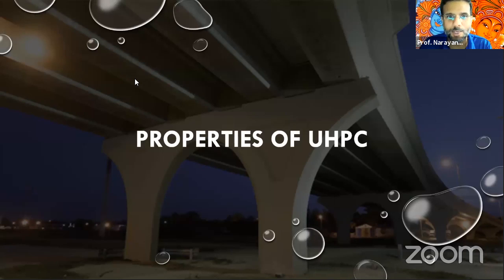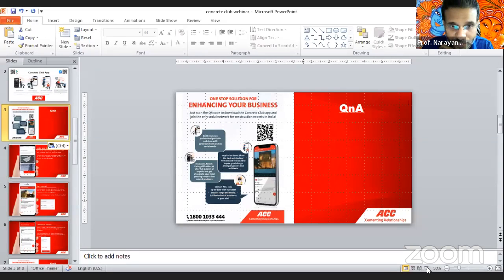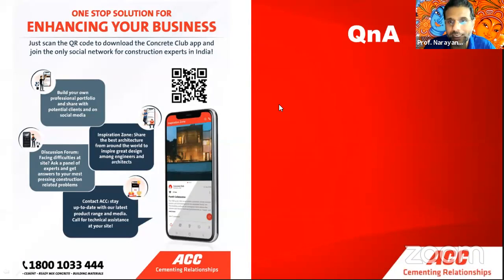Sure. Okay. What is the minimum water cement ratio, water binder ratio we can reduce and take care of autogenous shrinkage cracking in concrete? Very good question. Autogenous shrinkage cracking will be a problem. 0.16 to 0.18, definitely you'll have issues with autogenous shrinkage cracking. Therefore, curing of UHPC is of utmost importance, and you should not let down on the curing practices.